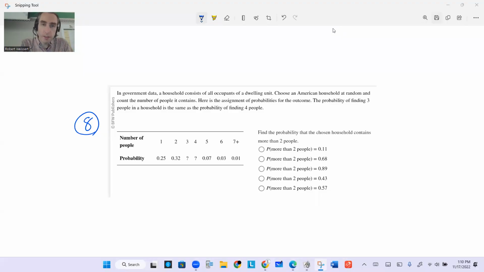All right, question 8 is a similar situation. We have a table. In this case here, we have government information. We want to choose an American household at random and count the number of people it contains. Here's an assignment of the probabilities for the outcome. The probability of finding 3 people in a household is the same as the probability of finding 4 people. So we know these two are equal to each other. So what I'm going to do first is, knowing that these add to 1, I'm going to add these 5 numbers up, and I'm going to subtract that from 1.